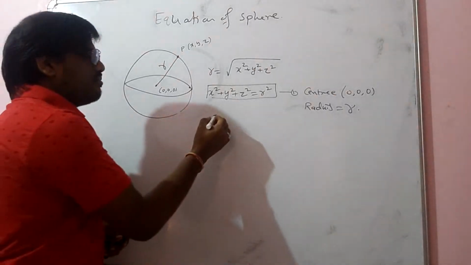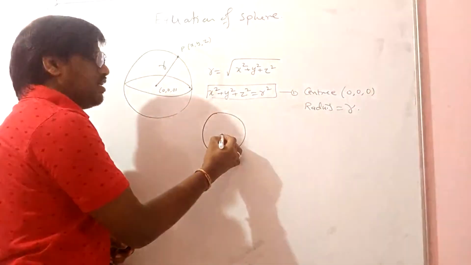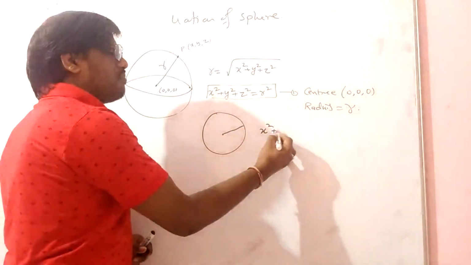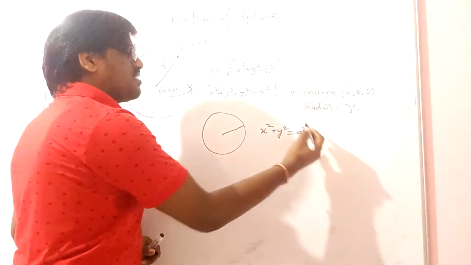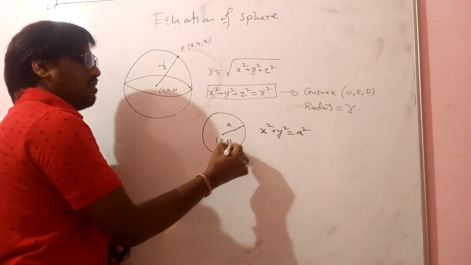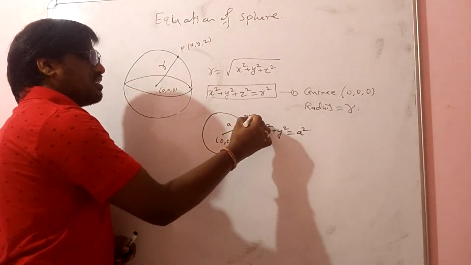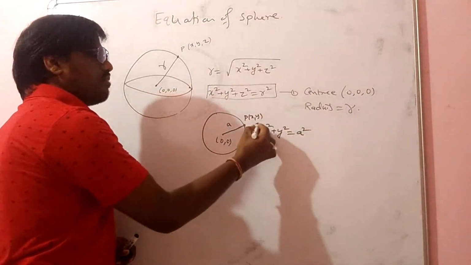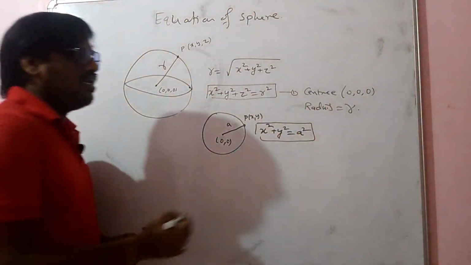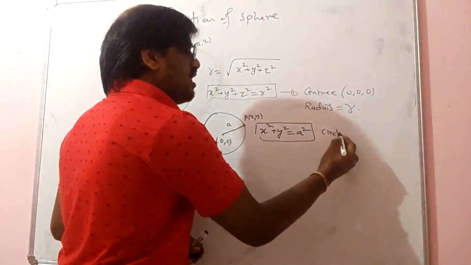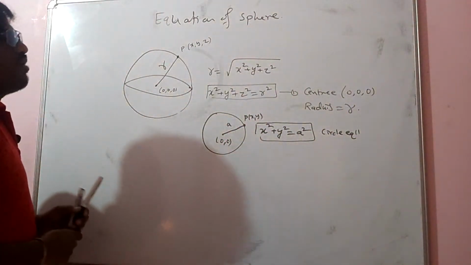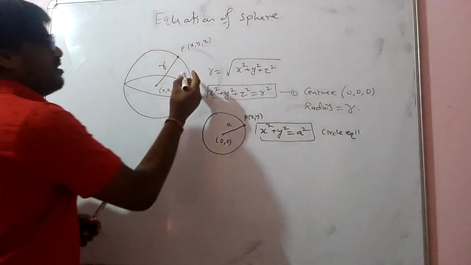If you think in 2D, what will happen? x square plus y square is equal to a square, if the radius is a units, the center is 0, 0, and a point on the circle is x, y. This is what we call the circle equation, and this is what we call the sphere equation.